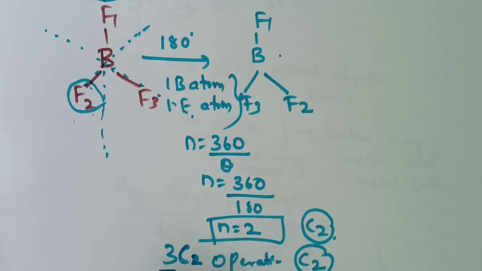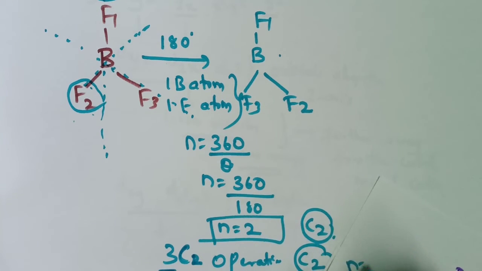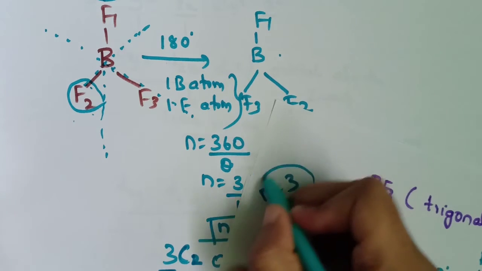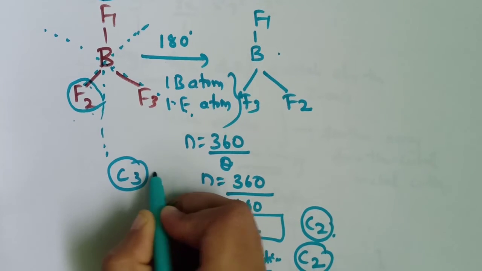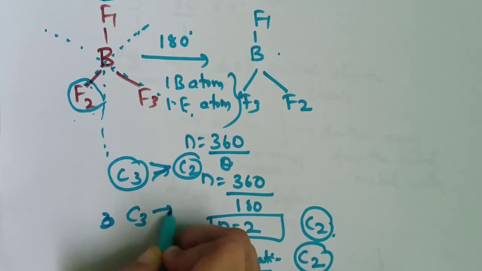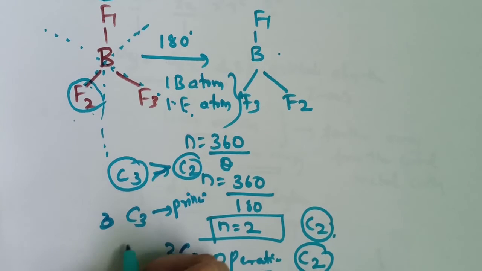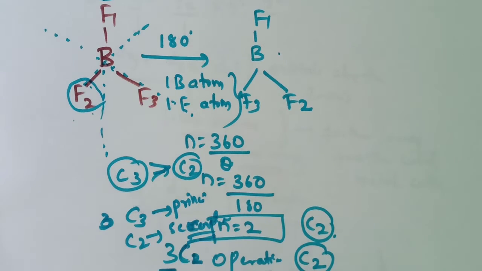3 C2 axes. Now we have seen that in this BF3 we have got n is equals to 3, that is C3 operation is in the BF3 molecule. So C3 is greater than C2. So here C3 is the principal axis, whereas the C2 is the secondary axis. It is not possible in the H2O and NH3 molecule.